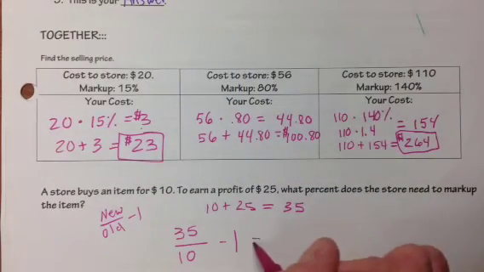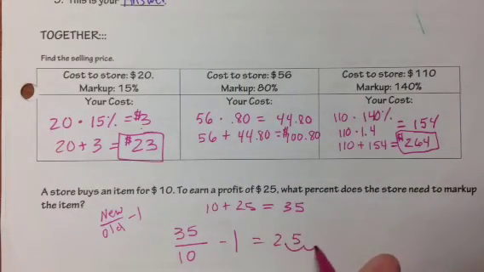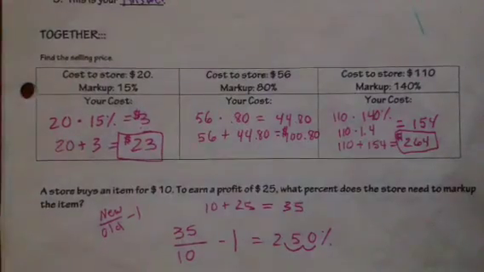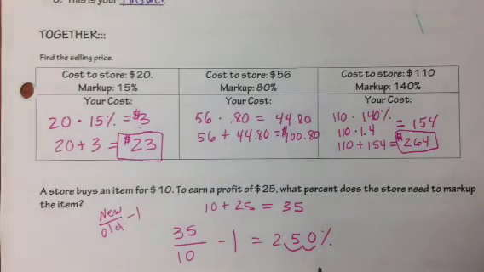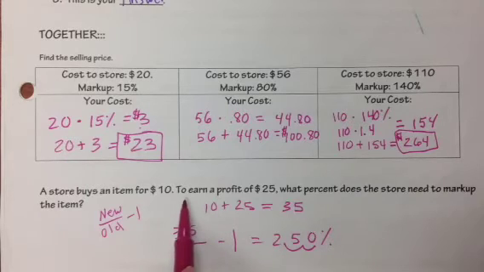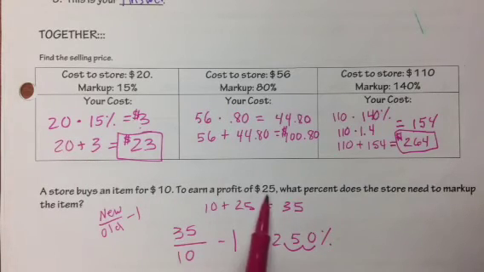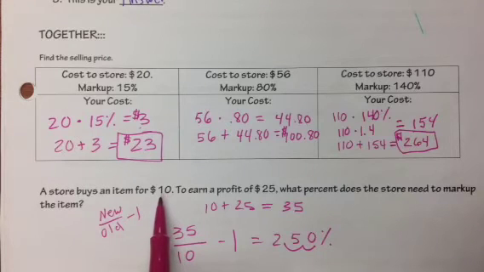Now that means that it is really 250%, right? So that means oh. My goodness, I'm sorry, that light keeps on going off. 250% is what they're going to have to mark this up, and that makes sense because 100% would be another $10 to make it 20. Oh, but let's see.